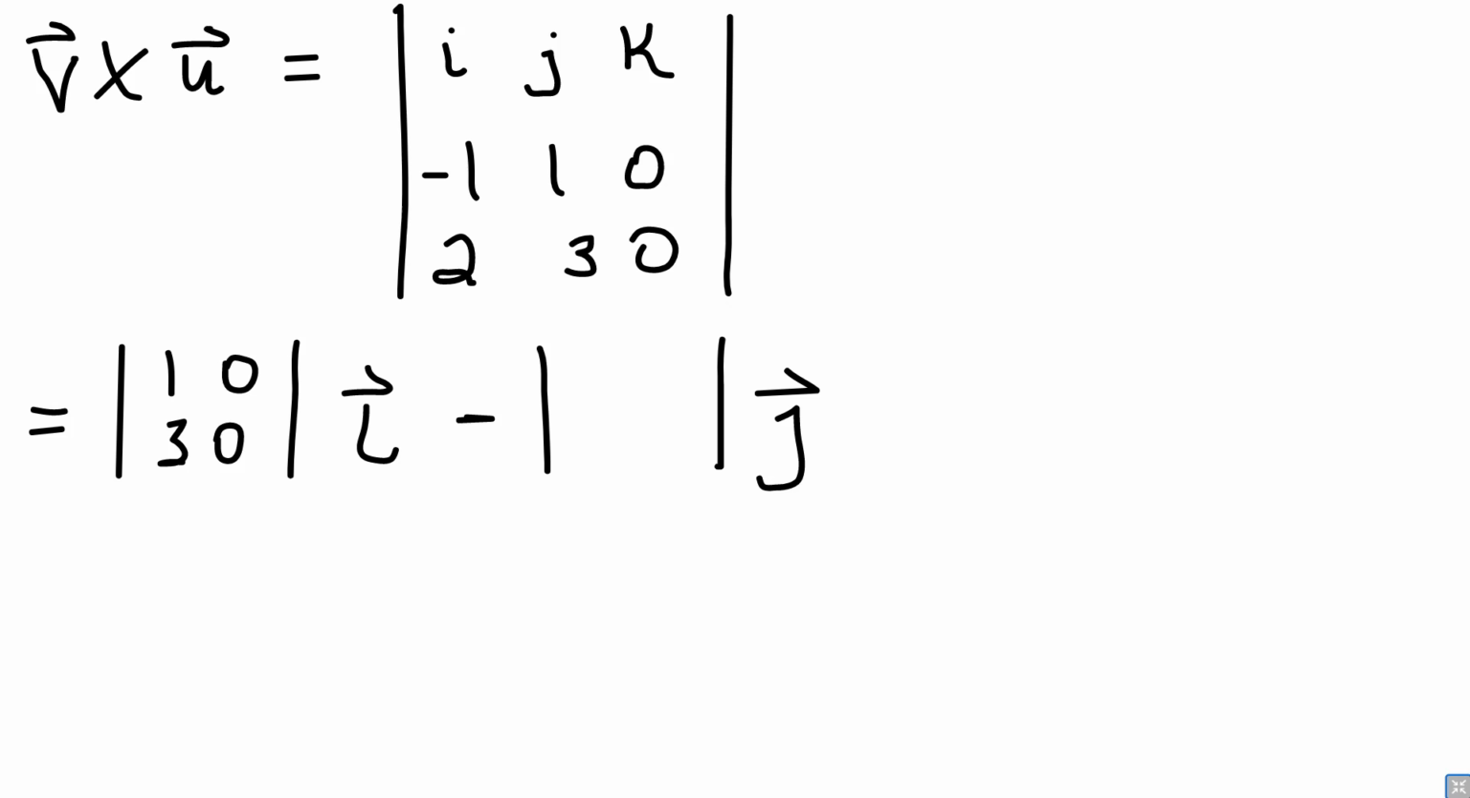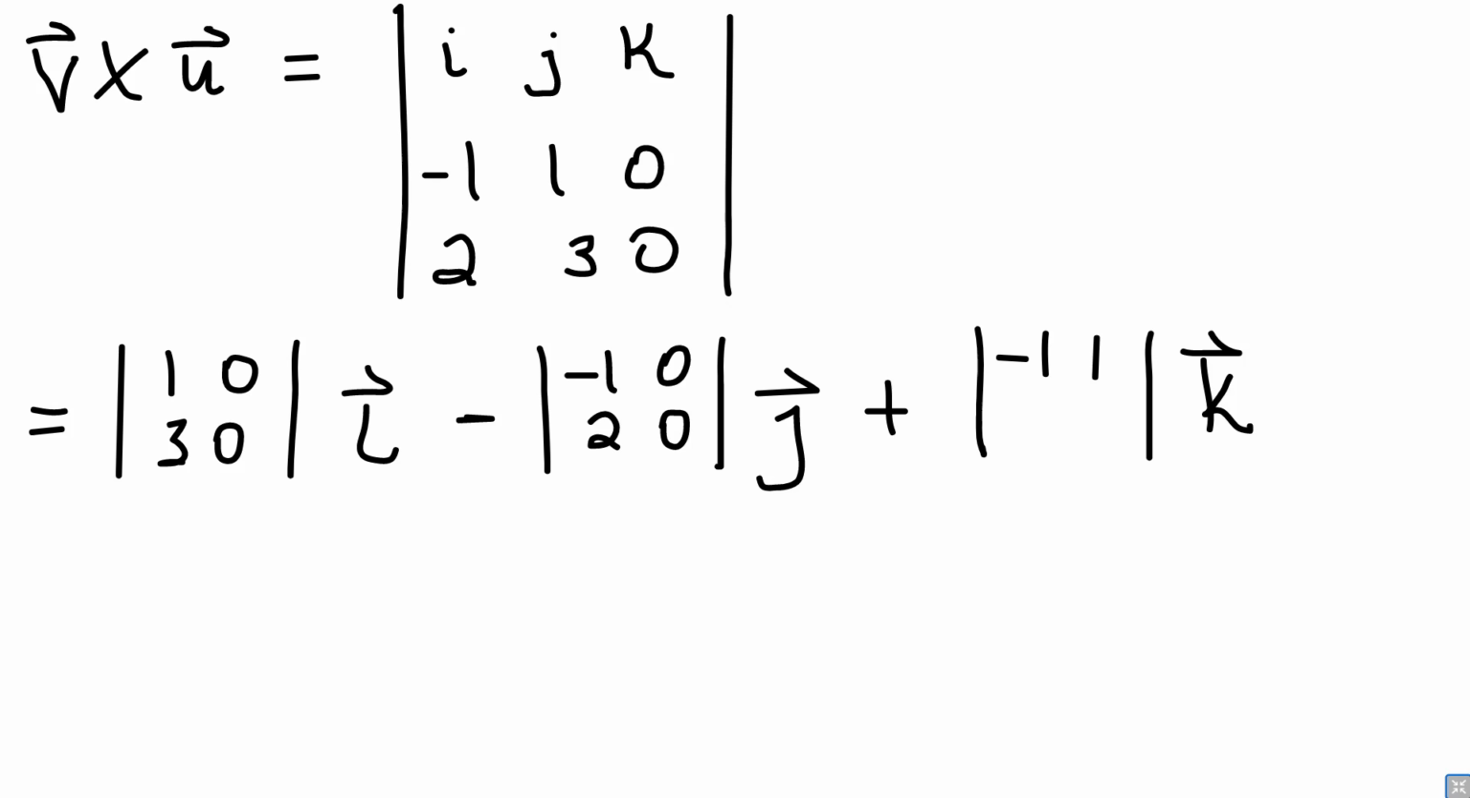Negative 1020. Yes. Okay. Now, the third position holds a sign that is what? Positive. So we're going to have a determinant times vector k. So what goes inside the determinant? -1, 1, 2, 3. Okay. And this is what we have.